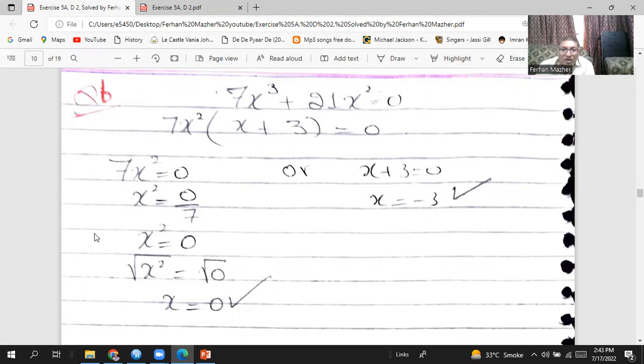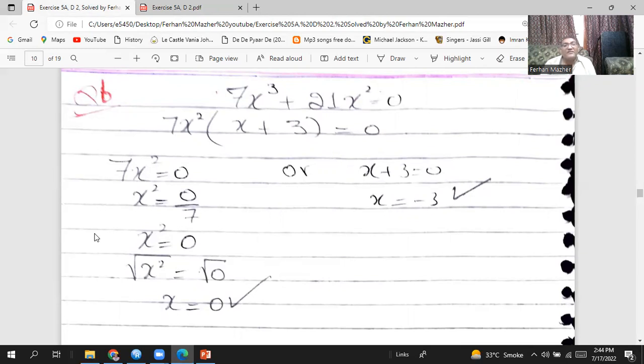So we want to factorize it first of all. 7x square is taken common. So in the bracket, you are left with x plus 3, bracket close, equal to 0. These two are multiplying with each other, answer is 0. Either 7x square is 0 or x plus 3 is equal to 0. When 7x square equals 0, x square will be equal to 0 divided by 7, so x square will be equal to 0. Take the square root on both sides, so x will be equal to 0. That's one solution. x plus 3 equals 0.